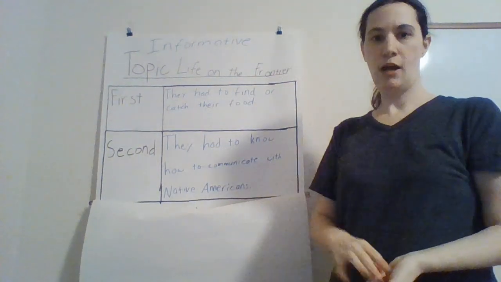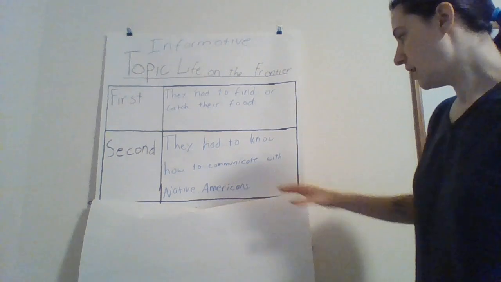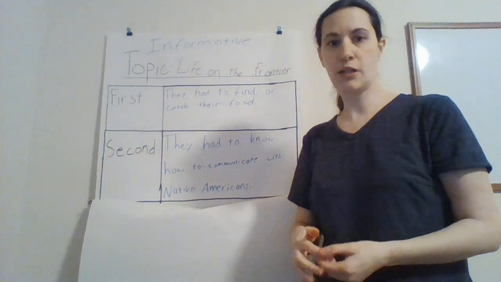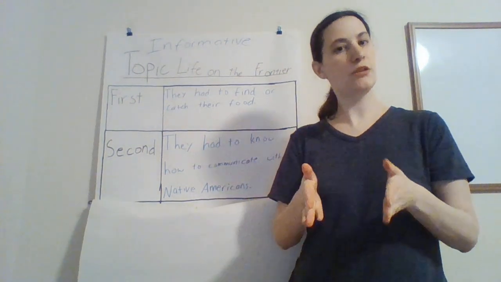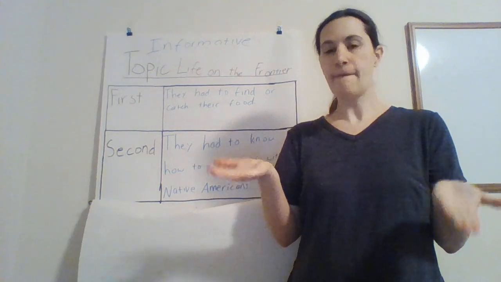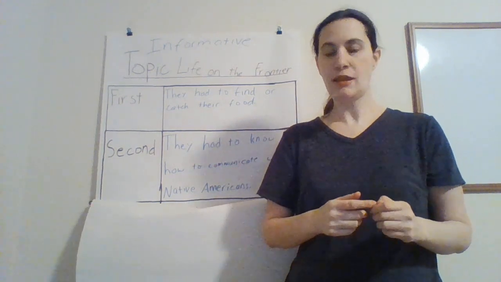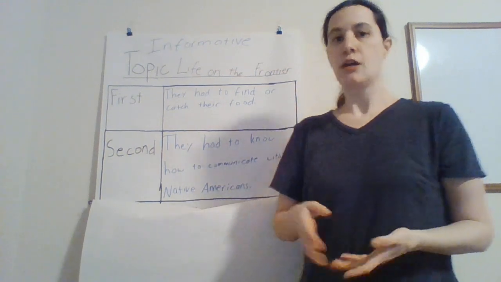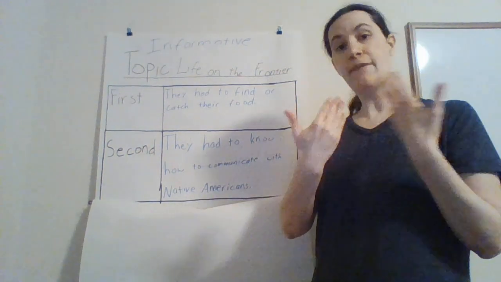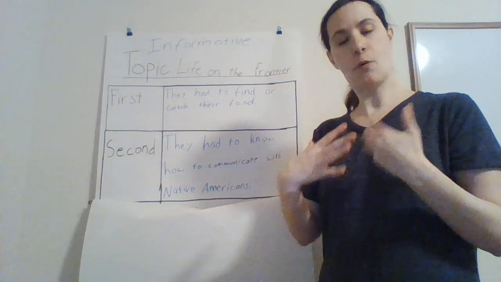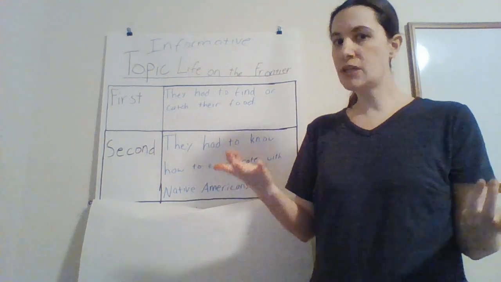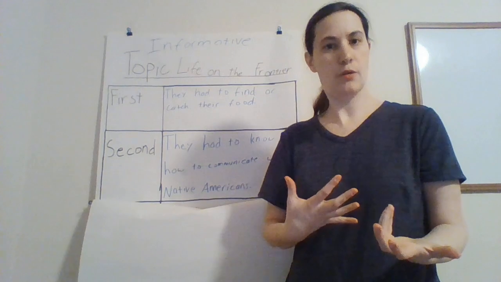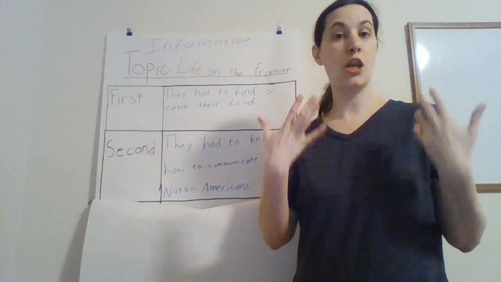The second thing they needed, they had to know how to communicate with Native Americans. Now you're probably thinking this is just exclusive to Lewis and Clark, right? But also think about Daniel Boone, right? Think about how he got through the Cumberland Gap and how he made the Wilderness Road. So no matter who is traveling through the wilderness at this point in history, a lot of Native Americans still live there. So you need a way to communicate with them. You need a way to make your thoughts known.